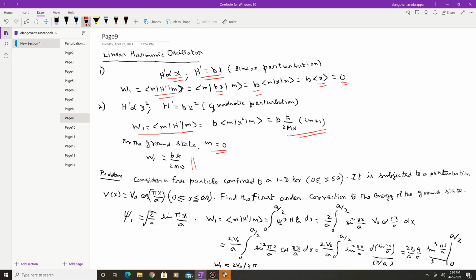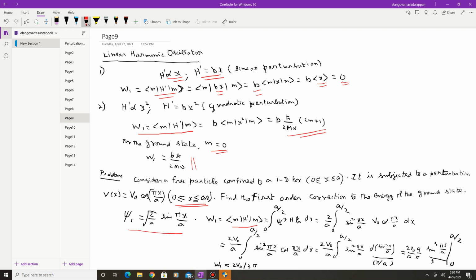Now we take another problem. Consider a free particle confined to a one-dimensional box, x lies between 0 to a. It is subjected to a perturbation H prime is equal to b naught into cos pi x by a, x lies between the limits 0 to a by 2. Find the first order correction to the ground state. So psi 1 is given.